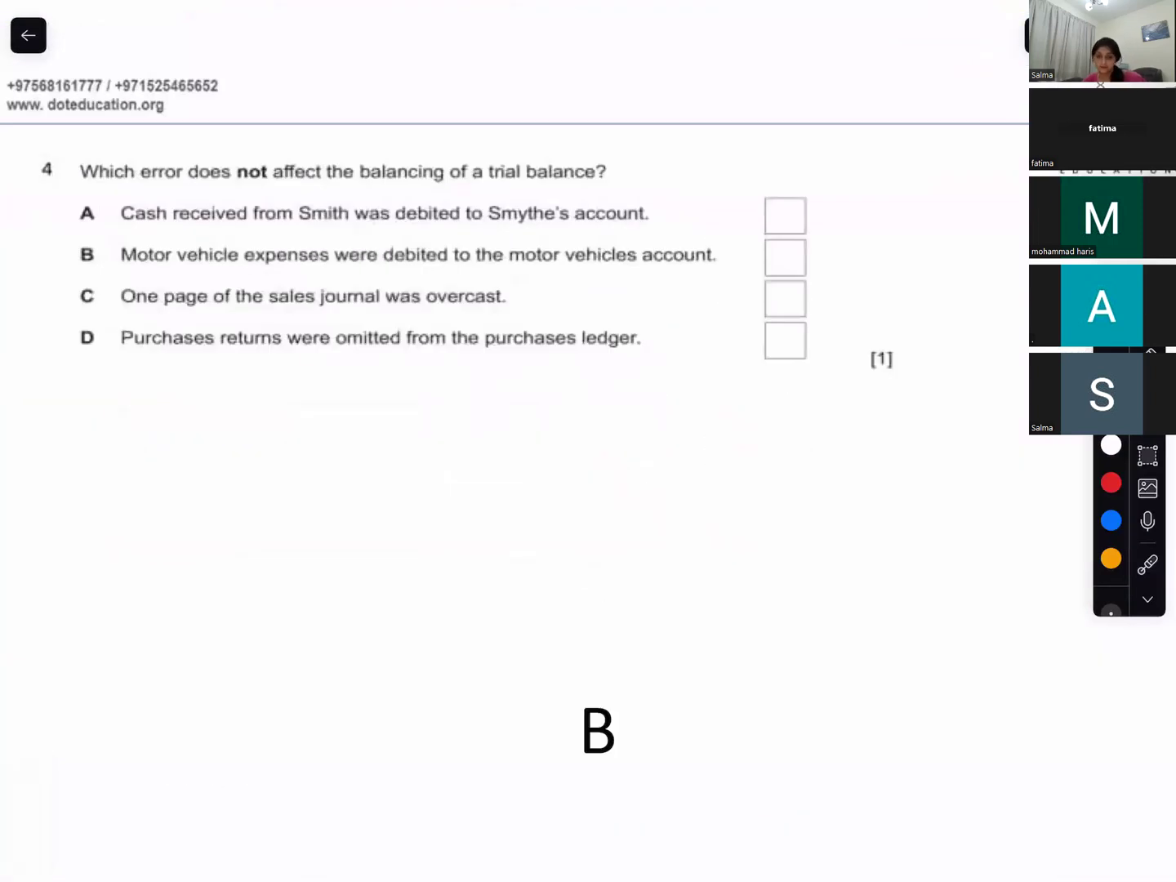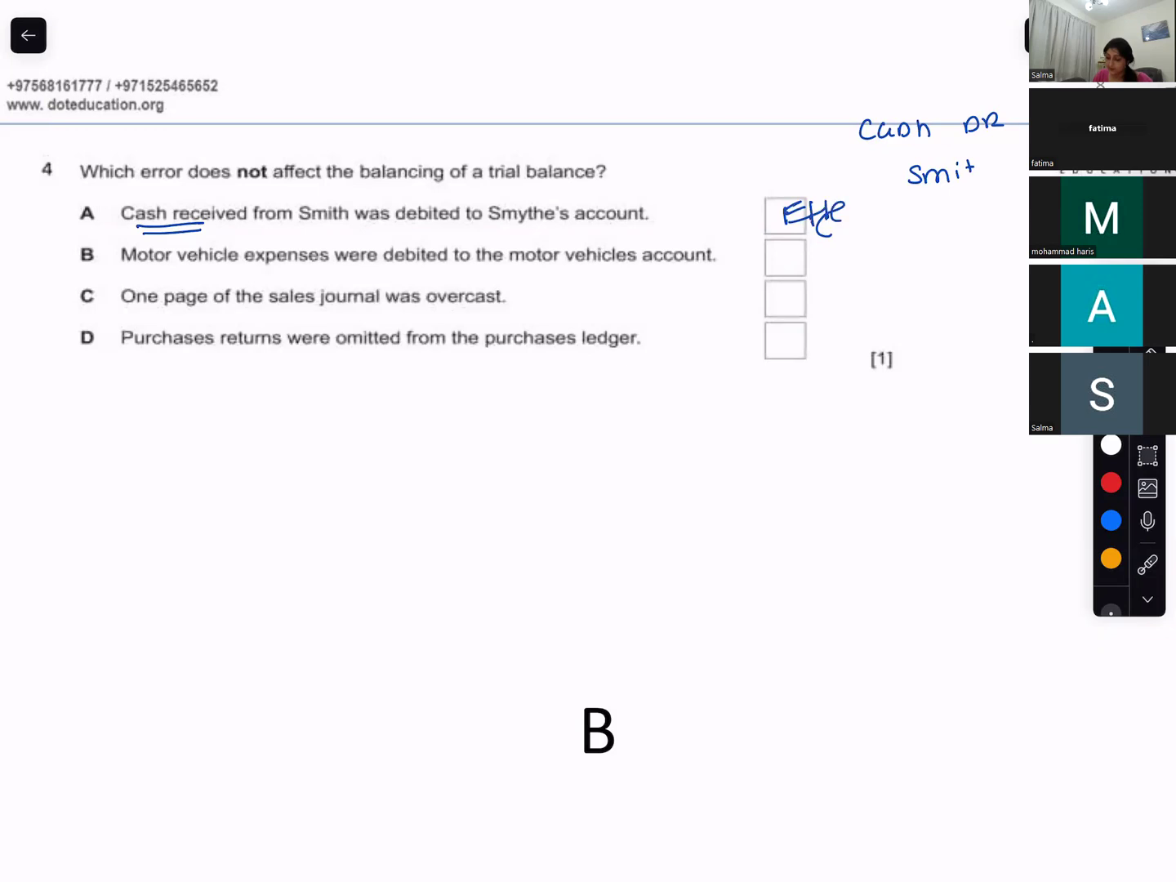Come on, who's the next one? Me, I think so. Please, which error does not affect the balancing of the trial balance? The first one: cash received from Smith was debited to Smith's account. It should not have been debited, because the entry for receiving cash is cash debit and whoever is giving the money credit. So the entry is wrong, so this will affect the balancing.